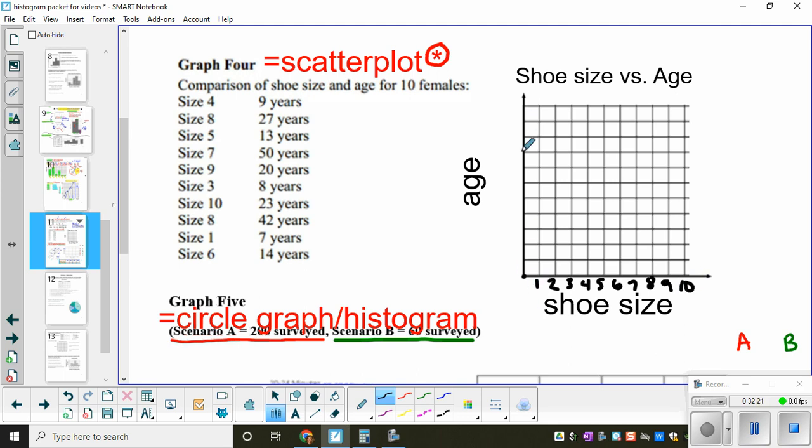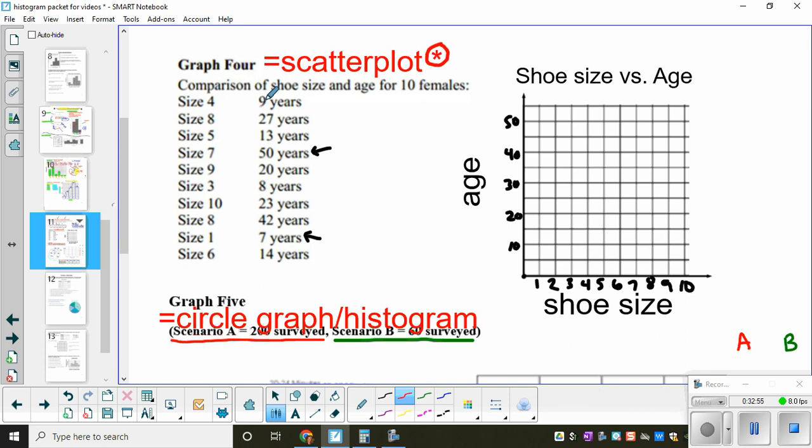And then here for the age, looking at the scale, the oldest age in the data looks like a 50. And the youngest age in the data here is a 7. So on the scale, I'm just going to go by 5s because that should give me enough room. So if this is a 5, this would be 10. 15, this would be 20. 25, this would be 30. 35, this would be 40. 45, this would be 50. And that would get us to 55.